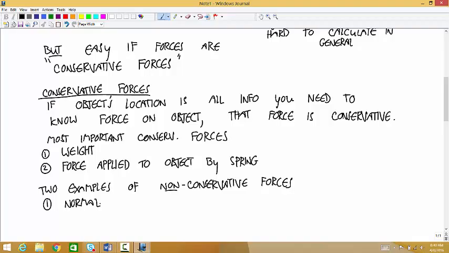Another one is friction. Say that at this instant, the object is right here. I tell you the object is right here. Is that enough information to know the friction force? No, because for one thing, if the object's here but it's moving that way, we know the friction force is that direction. If it's going the other direction, we know the friction force is that direction, so it's not enough information.